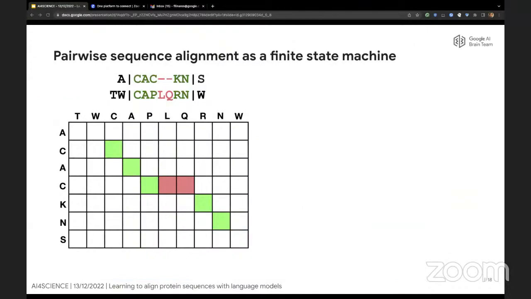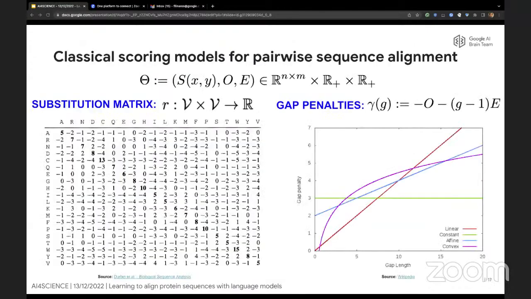Yeah. Why is the diagonal not constant? That's a very good question. The reason is because these amino acids have very wildly varying biochemical properties, and some are more special than others.